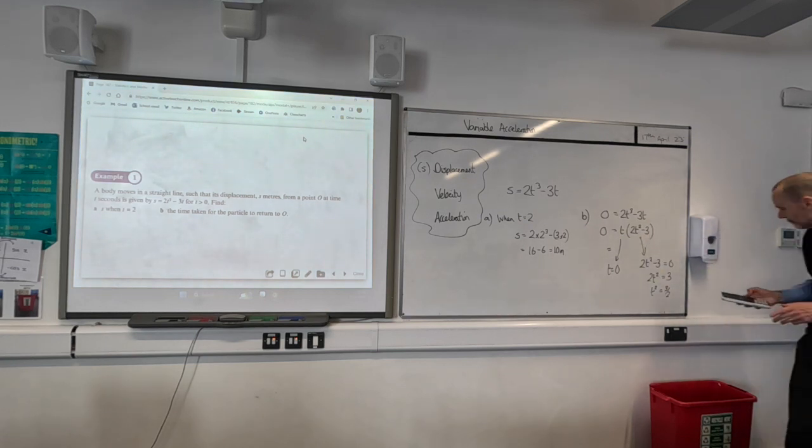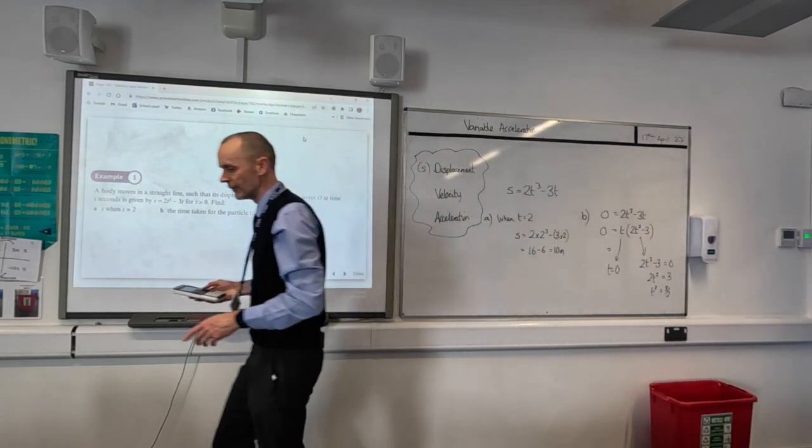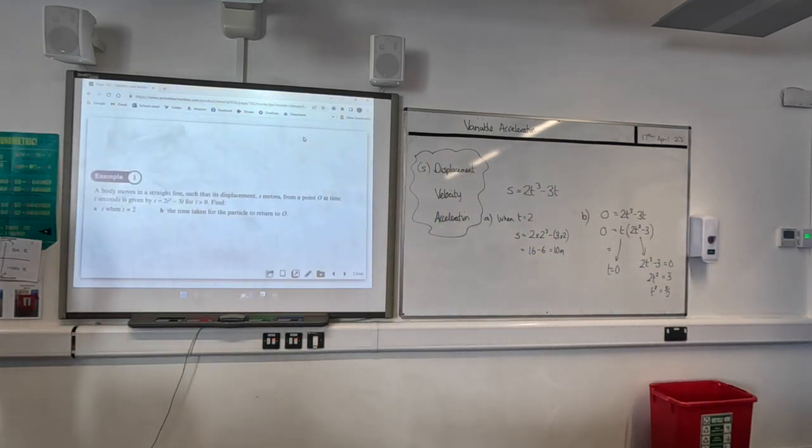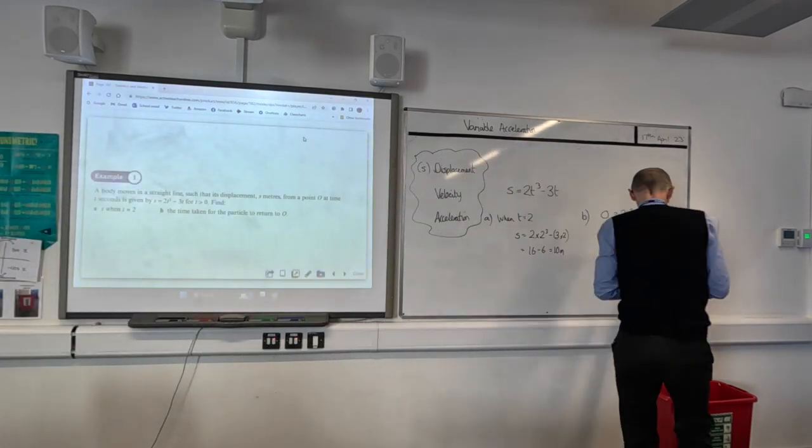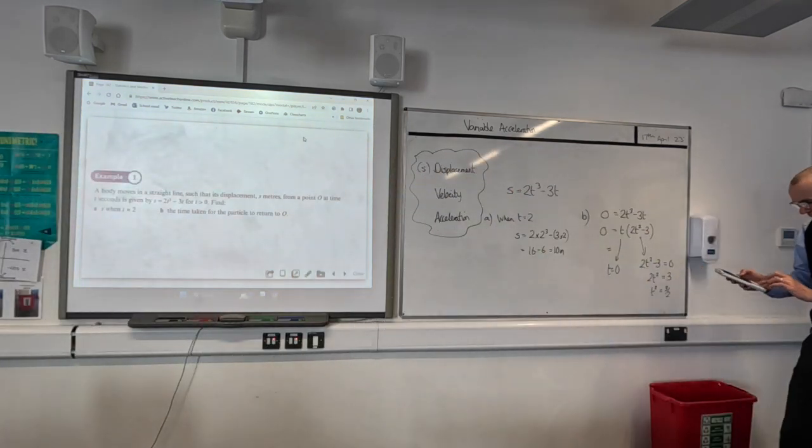So it's the square root of 3 over 2. That's going to give me a positive and negative answer, but I'm only interested in the positive, so it's the square root of 3 over 2. It doesn't indicate a level of accuracy, so you could have left it as root 3 over 2, or 3 significant figures would be 1.22 seconds.